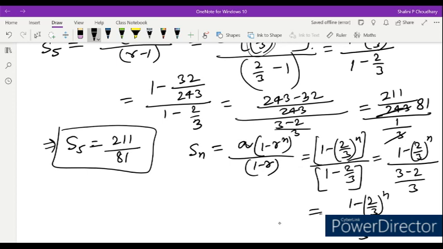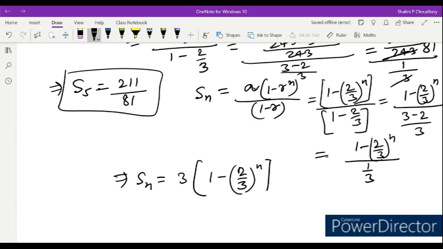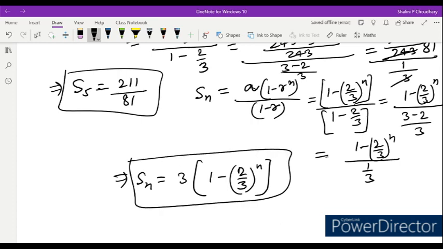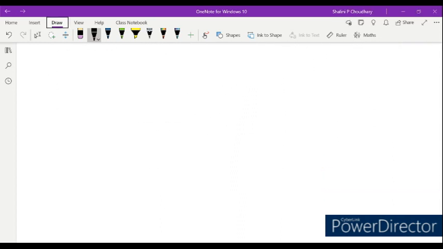So ये 3 को we can write here. So it will be 3 into, or else we can write here, so Sn will be equal to 3 into 1 minus (2 upon 3) का power n. So this will be the sum of n terms of GP. Okay. We'll do the next question.